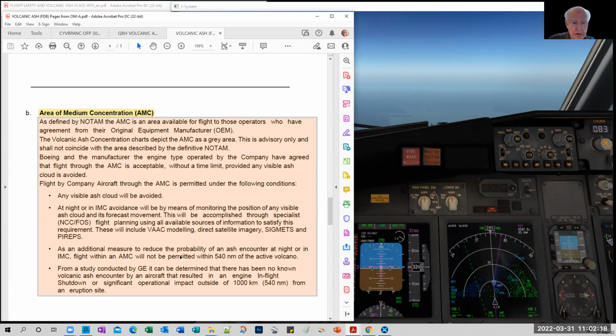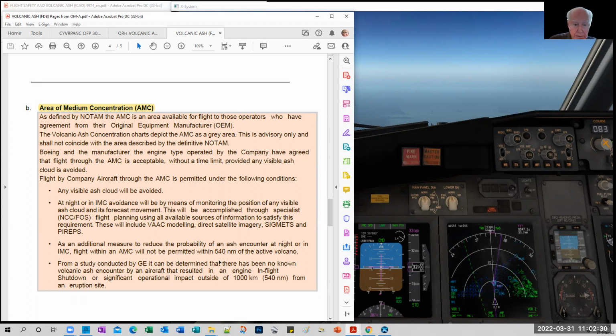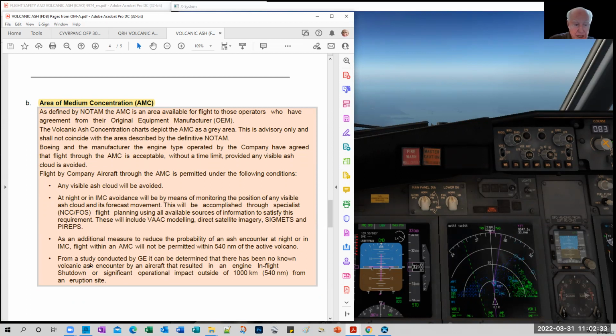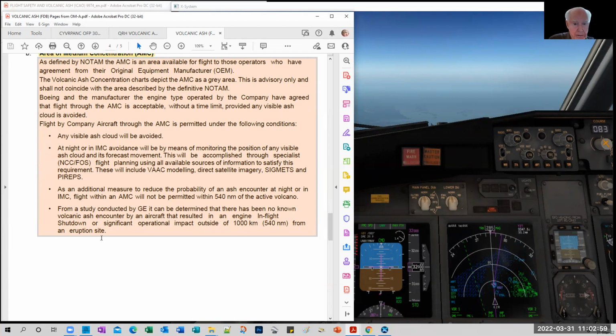As an additional measure to reduce the probability of an ash encounter at night or in IMC, flight within an AMC will not be permitted within 540 nautical miles of an active volcano. Important. A study conducted by GE determined that there has been no known volcanic encounter by an aircraft that resulted in an engine in-flight shutdown or significant operational impact outside of 540 nautical miles. This is important. You don't want to be flaming out with engines, either one or both. All right, so good.